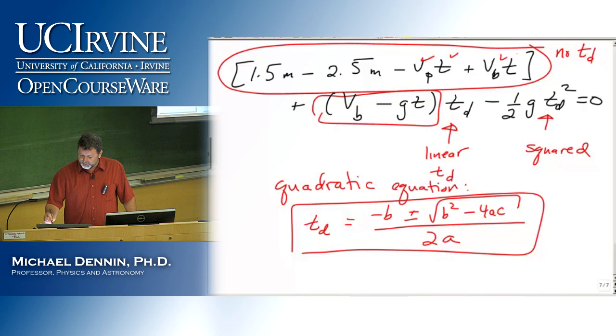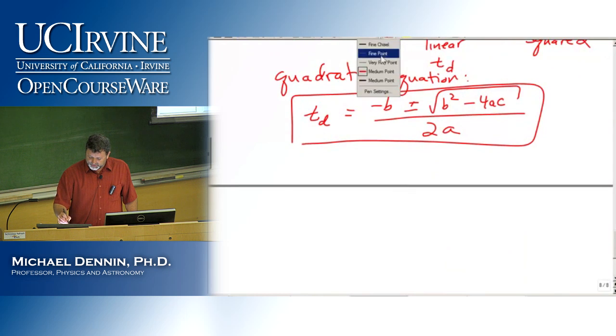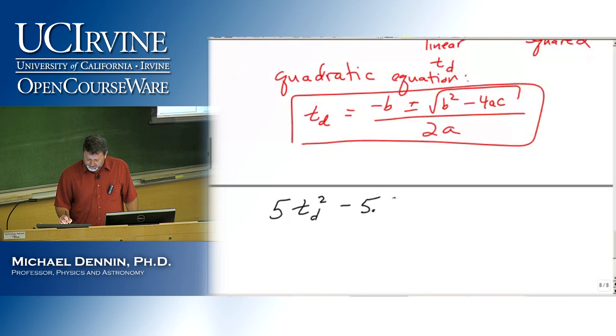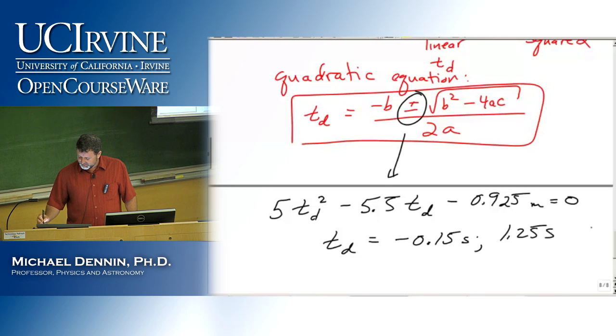But we have this here. All of these are just numbers, so I can plug them all in. And it looks like this. You get 5 times TD squared minus 5.5 TD minus 0.925 meters, and this equals 0. And notice there's a plus or minus here. So I get minus 0.15 seconds, and I get 1.25 seconds.